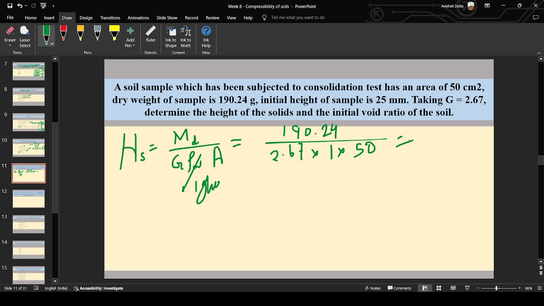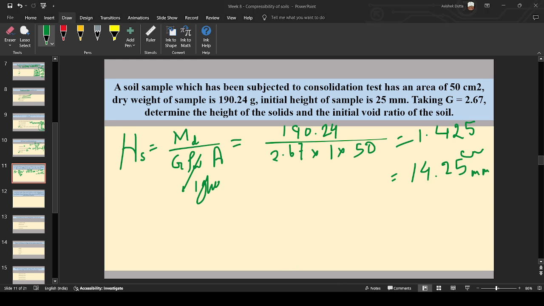What do we get? Just solve it once. Approximately 1.425. It is in centimeter or in millimeter. I will say 14.25 mm. So this is the height of the soil solids.